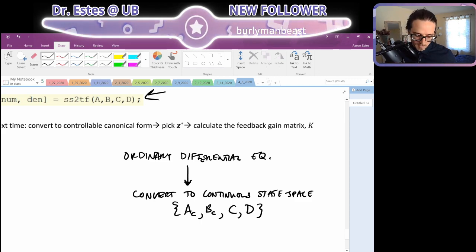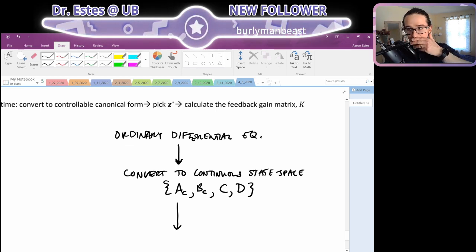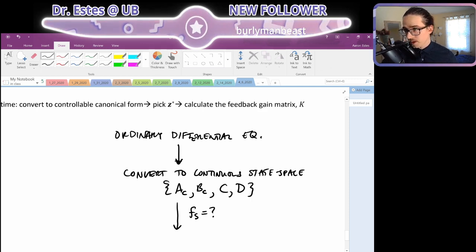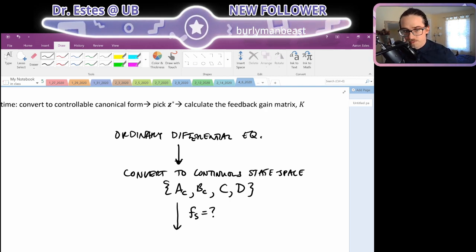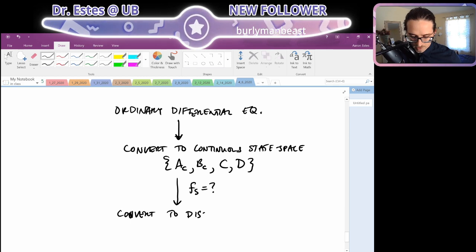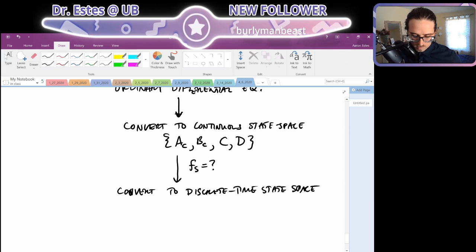Then you're going to say, okay, what's my sampling time? And you might try a bunch of different stuff in real life. You might say like 20 hertz. Okay, we need it to be a little faster. Let's do 50 hertz. You can convert to discrete time state space using the equations I gave you up above.